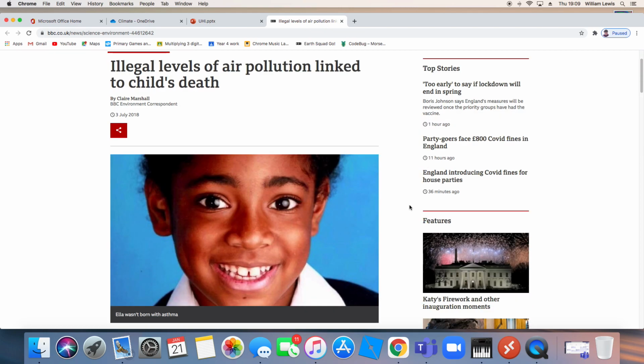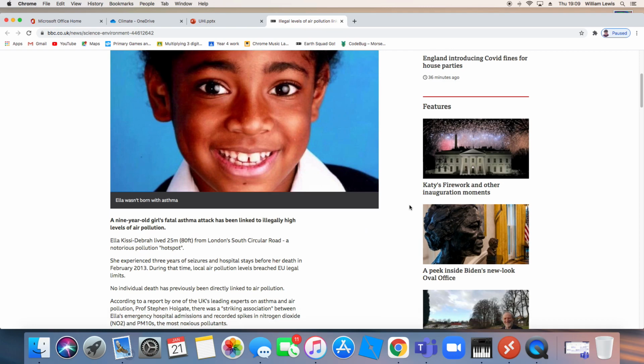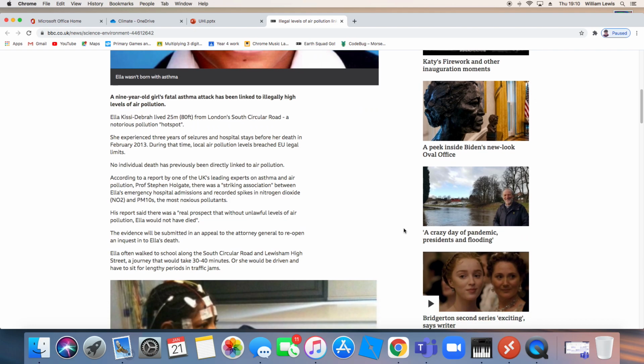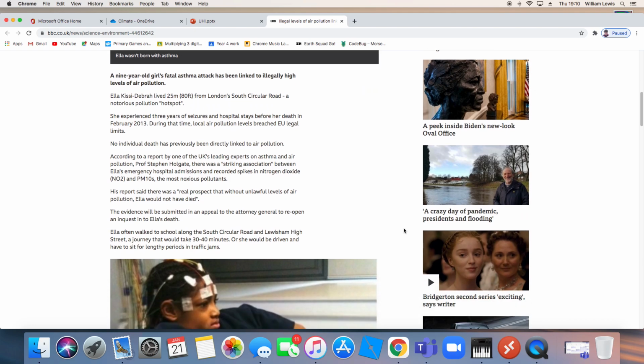Now, this poor girl died as a result of an asthma attack, and it's been proven that every time she ended up in hospital with her asthma, it was when the air quality in her part of London was particularly bad. So they've been able to prove that with actual data. Ella Kissy-Deborah lived 25 metres from London's South Circular Road, a notorious pollution hotspot. She experienced 3 years of seizures and hospital stays. During that time, local air pollution levels breached EU legal limits.